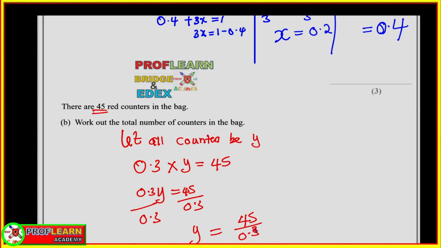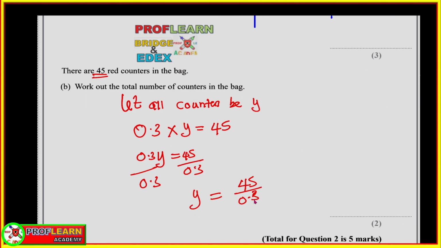And for you to work out a question like this, whereby you do not have a calculator, what you are going to do is to times 10 times 10, so that this decimal here will cancel with 10. So you will have 450 divided by 3, and if you divide here, this is going to be 150. So 150 is the total number of counters.